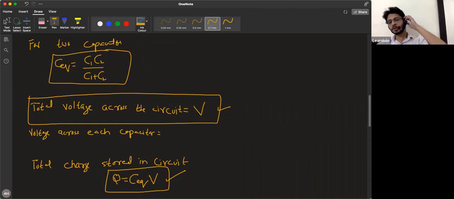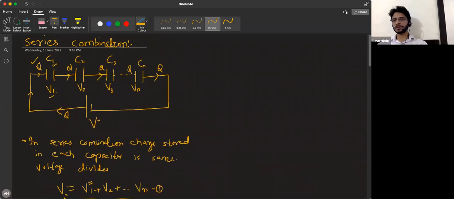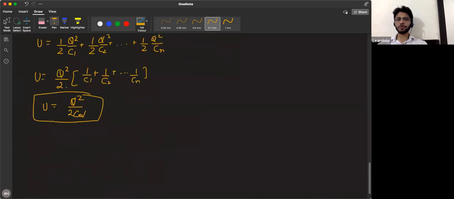What will be the expression for voltage across each capacitor? Charge is Q, capacitance is C1. What will be the expression for V1?